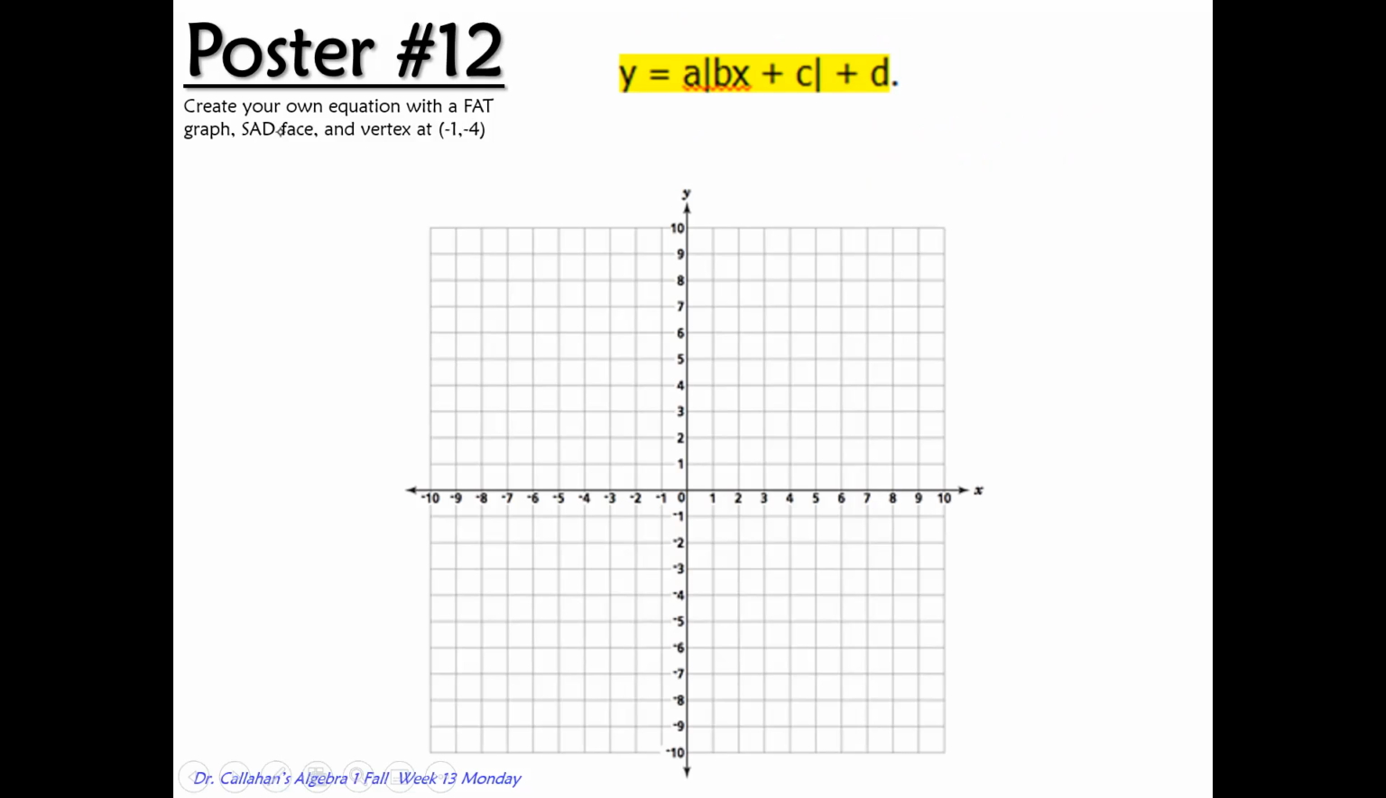So with poster number 12, you're going to create an equation with a wider graph. It's going to be a sad face, and the vertex is at -1, -4. And lastly, poster number 13, create an equation with a normal graph, a sad face, and vertex at 0, -4.